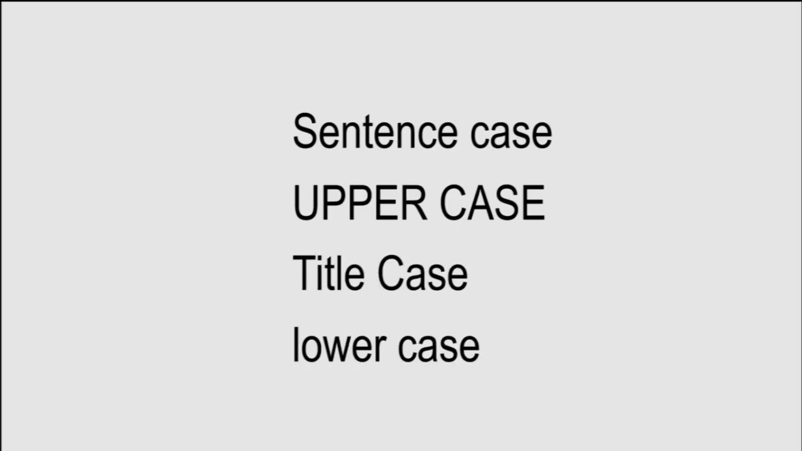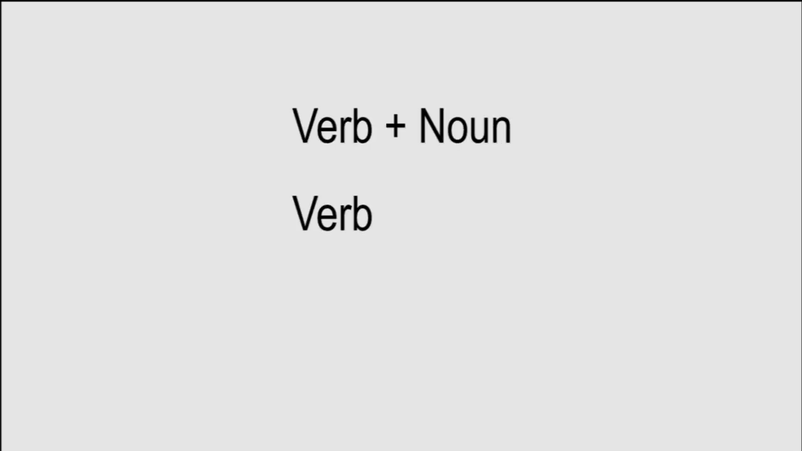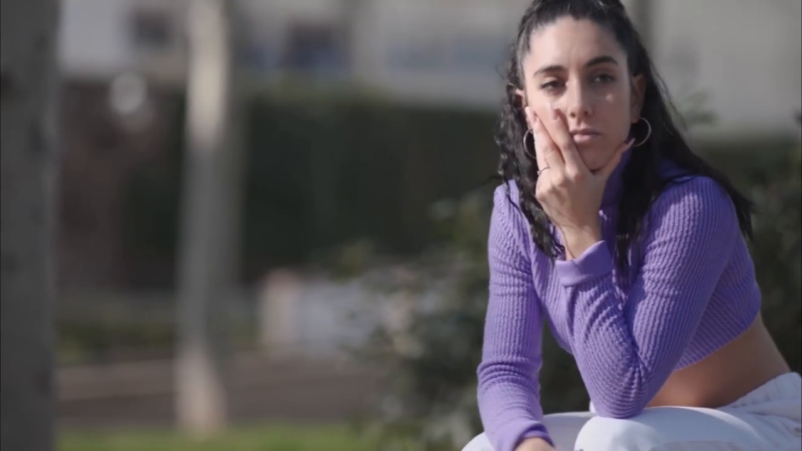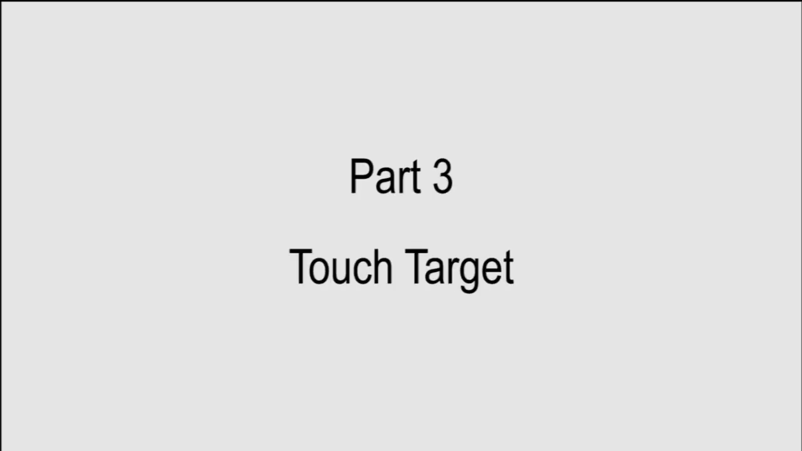Secondly, choose case. You have to choose the case either as sentence case, uppercase, title case, or lowercase. Last but not least, like we discussed earlier, label structure. For example, you can either select verb plus noun, just verb, or verb plus a plus noun. Remember, no matter which option you choose in amount of words, case, and label structure, be consistent and stick to it.